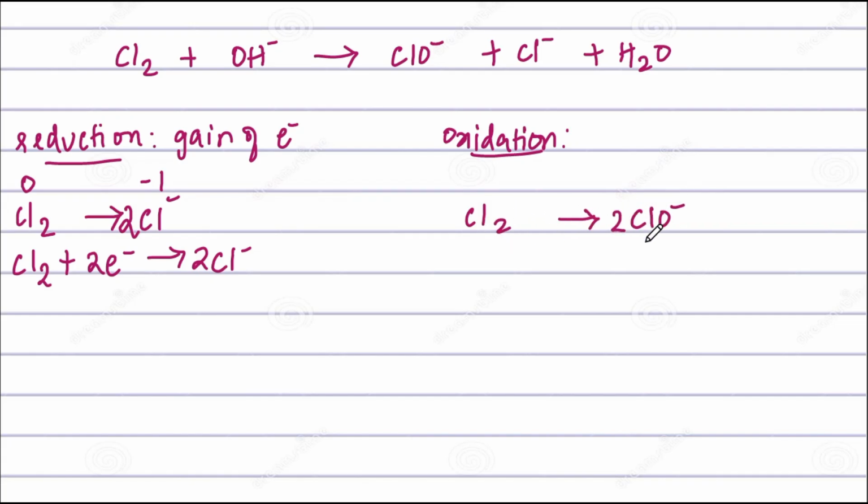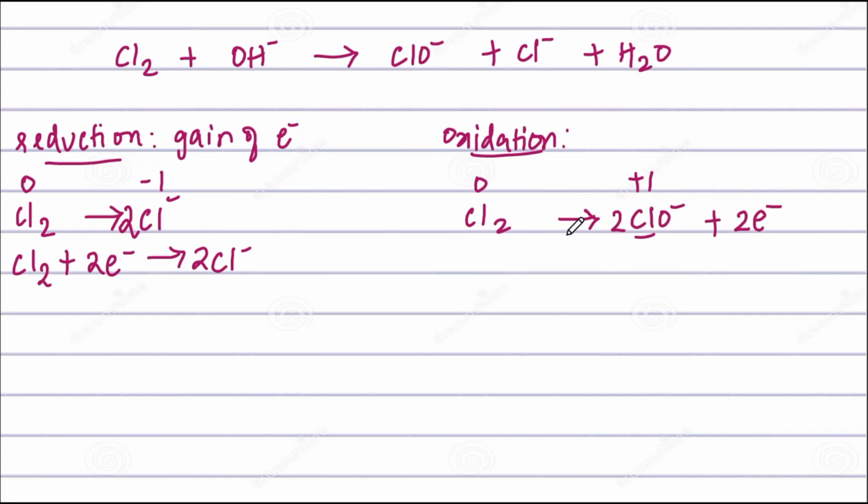Again, you have to balance the chlorine atoms. Then the oxidation state changes from 0 to +1. So the difference is 1 electron for 1 chlorine atom. Therefore, for 2 chlorine atoms, it is 2 electrons. So plus 2 e minus.